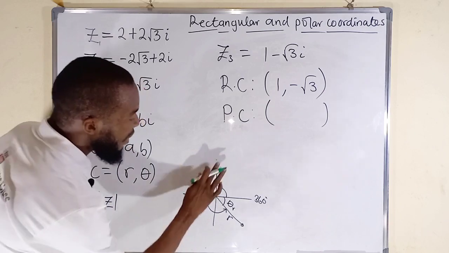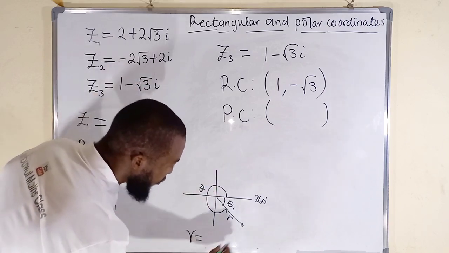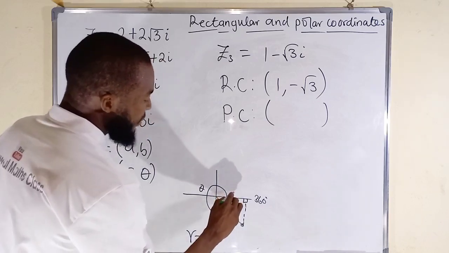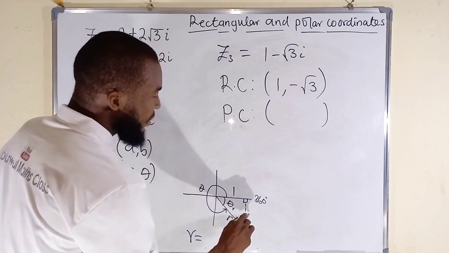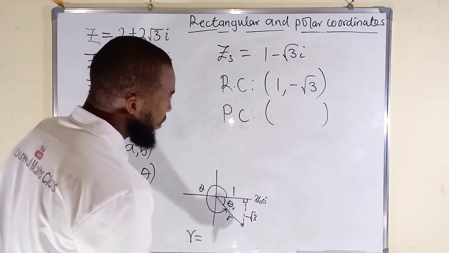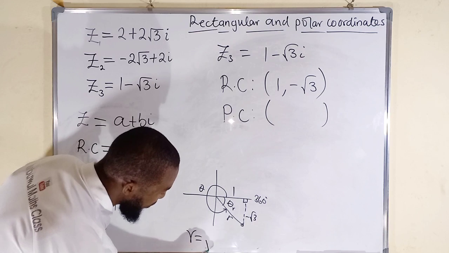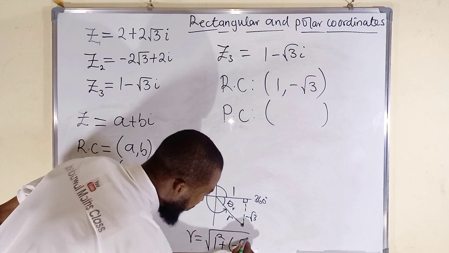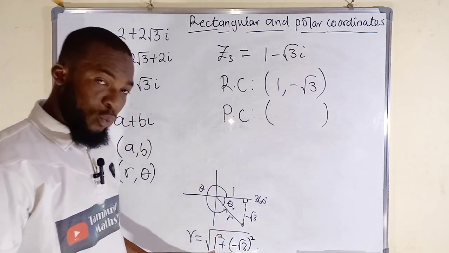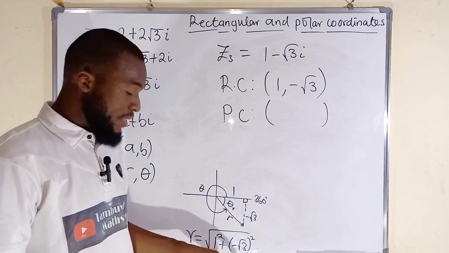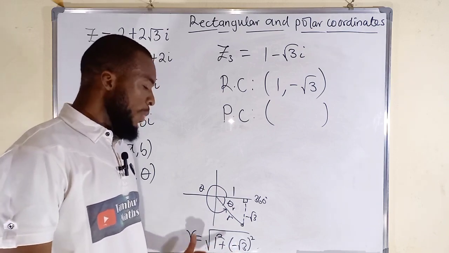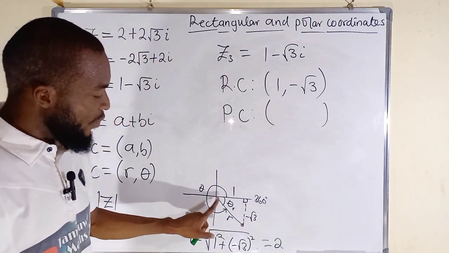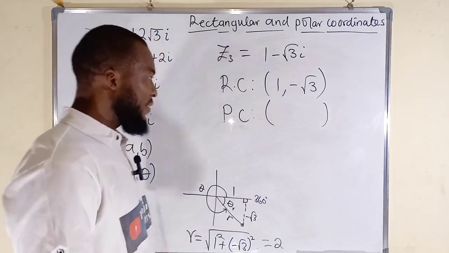So let us first of all find our r. R will be equal to, okay, I can connect this one to make our right angle triangle. The real part is 1 and the imaginary part is negative root 3. So we have square root of 1 squared plus negative root 3 squared. 1 squared is 1, negative root 3 squared is 3, 3 plus 1 is 4. Square root of 4 is 2. So r is equal to 2. The distance from the origin to the complex number is 2 units.